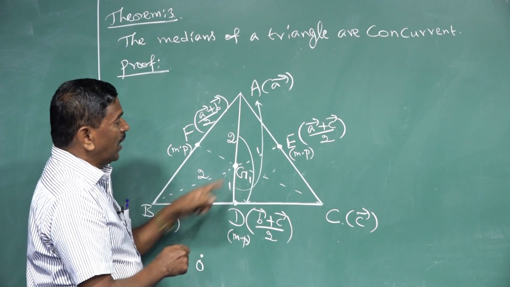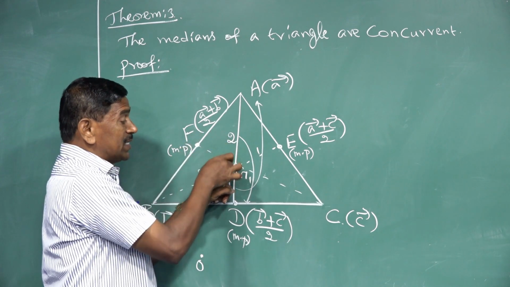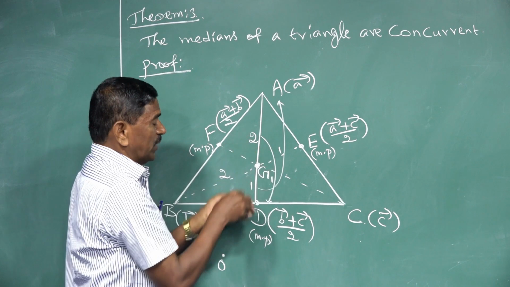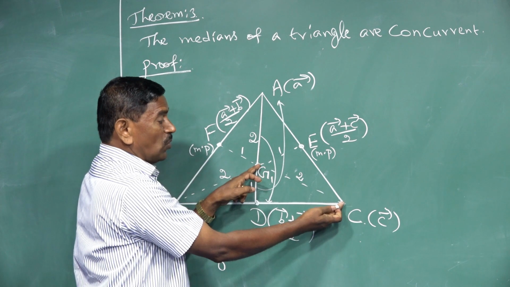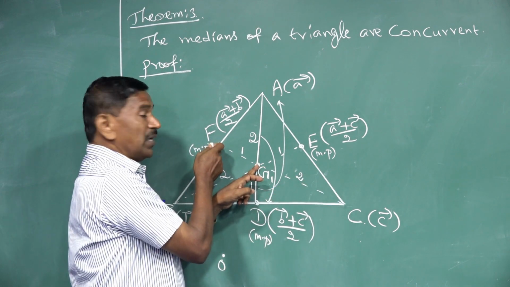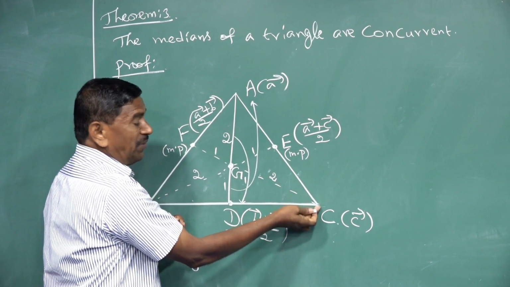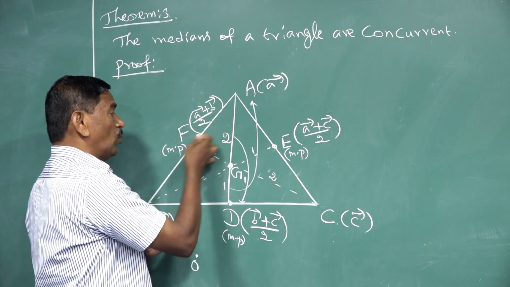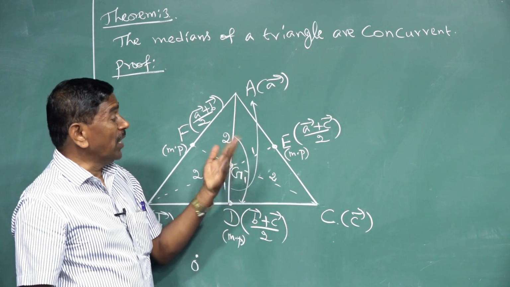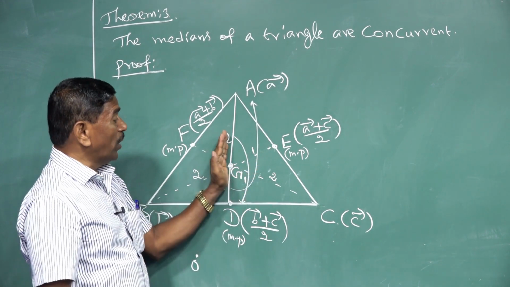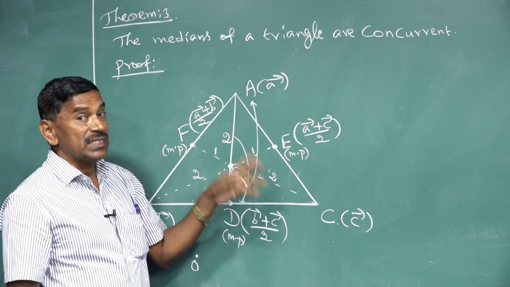Now similarly, let G3 be a point on CF, dividing it internally in the ratio 2:1. That means CG3 is equal to 2 and G3F is equal to 1. Now by the section formula, 1 into OC vector plus 2 into OF vector divided by 1 plus 2. After simplifying, we get the third equation. And the equations 1, 2, 3 are not different, they are the same. That is the result we are going to prove.